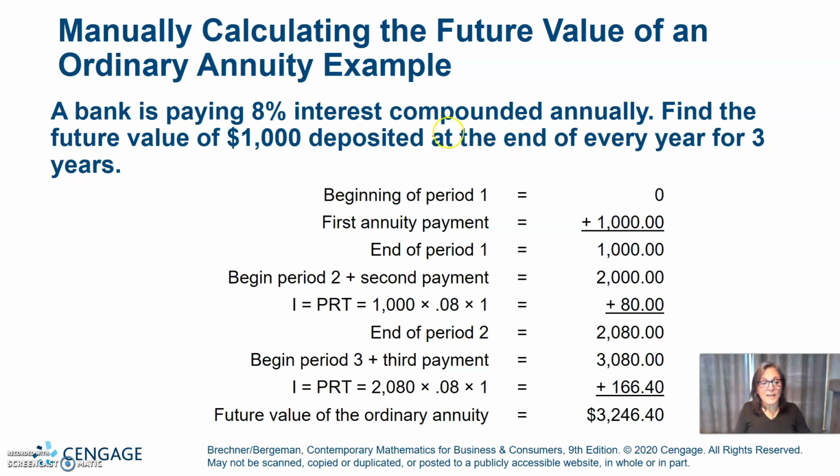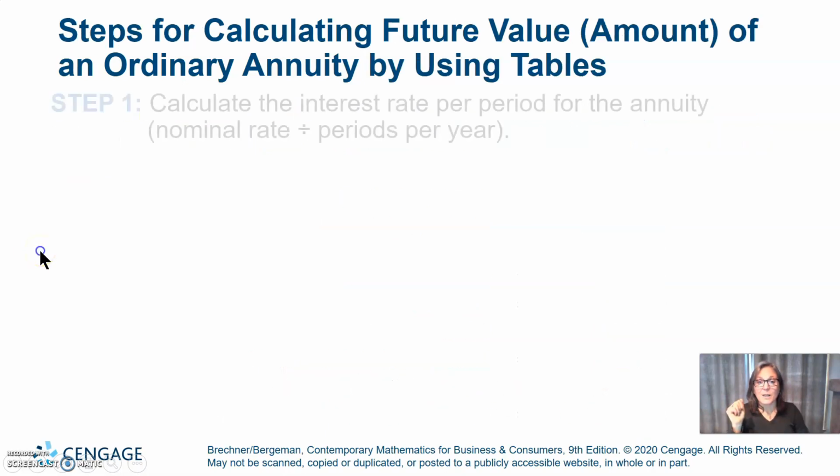Okay, so then we move on to year 3, and again, the same thing happens, but it's on the previous year's total. So $2,080, 8% times 1 year, right? That's the time. And we get $166, and the total is $3,246.40, okay, manually.